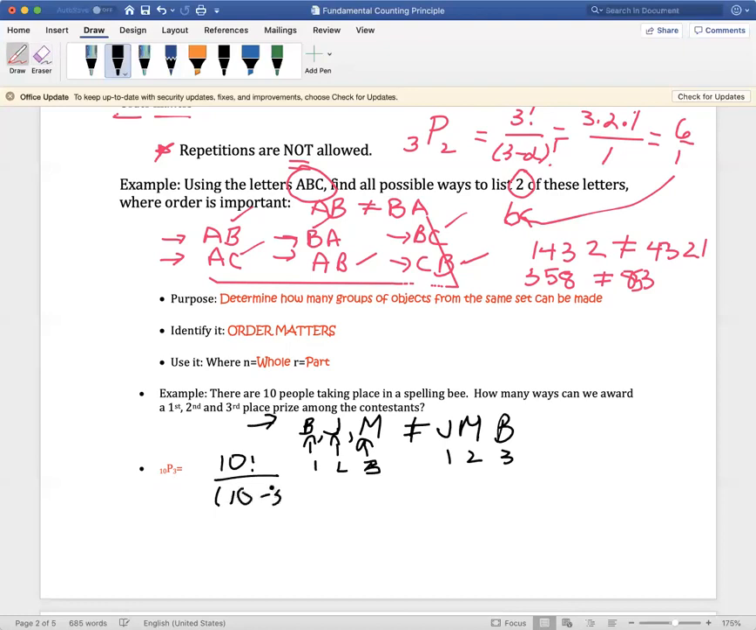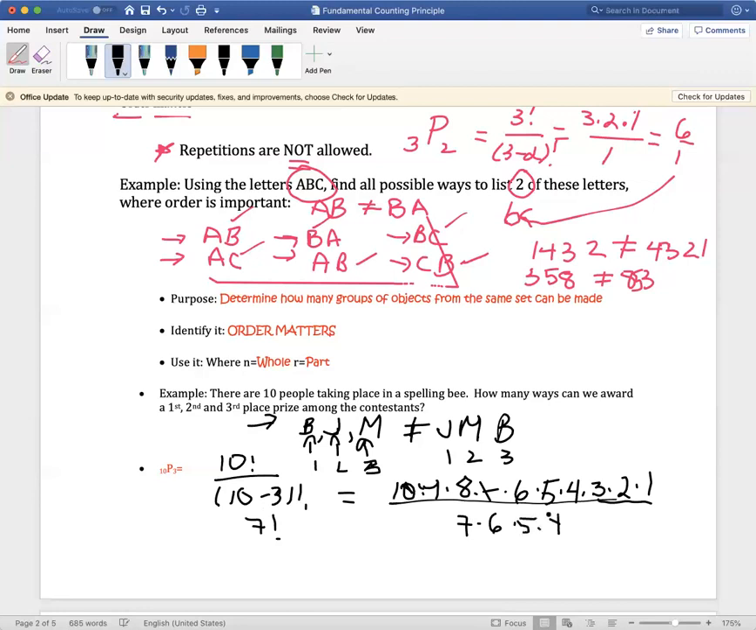(10 minus 3) factorial. Okay, so 10 factorial is the same thing as saying 10 times 9 times 8 times 7 times 6 times 5 times 4 times 3 times 2 times 1. There's my 10 factorial. 10 minus 3 in the denominator gives us 7, so we have 7 factorial. And 7 factorial is 7 times 6 times 5 times 4 times 3 times 2 times 1.